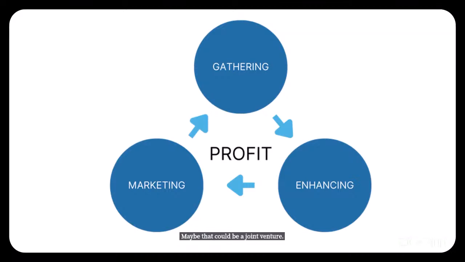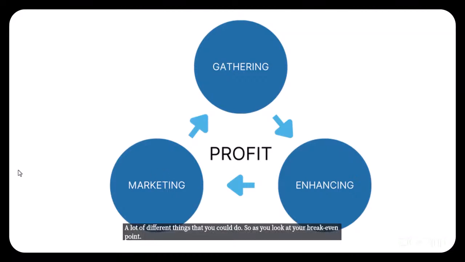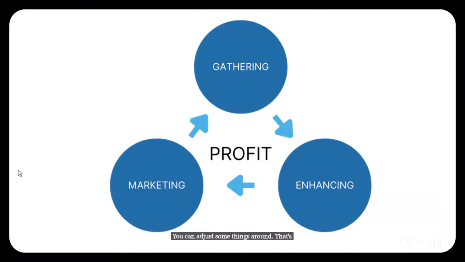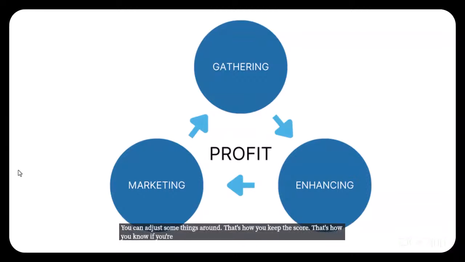Maybe you're using more flyers or posters. Maybe you're offering more promotions or discounts or sales. A lot of different things that you could do. So as you look at your break-even point, you can adjust some things around. That's how you keep the score. That's how you know if you're winning the game of business.